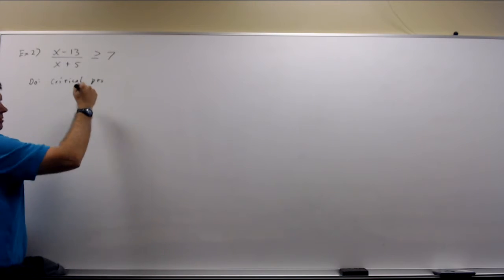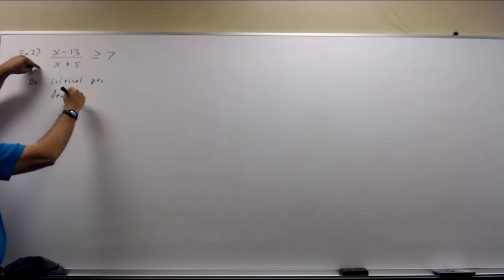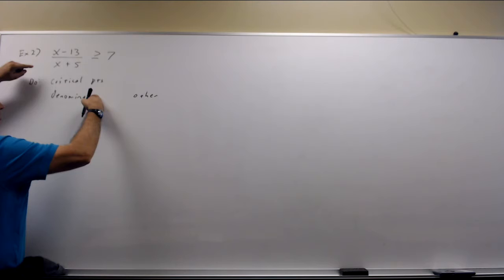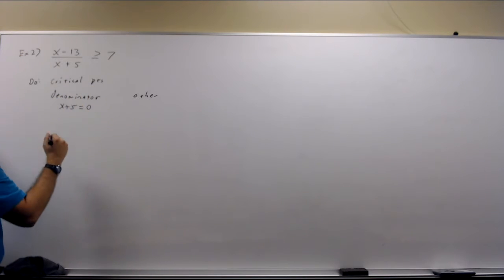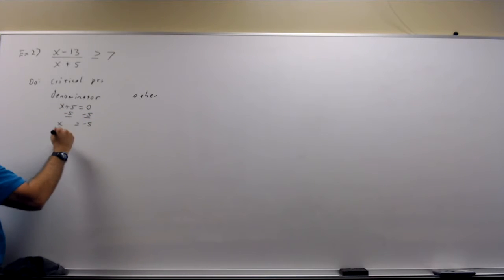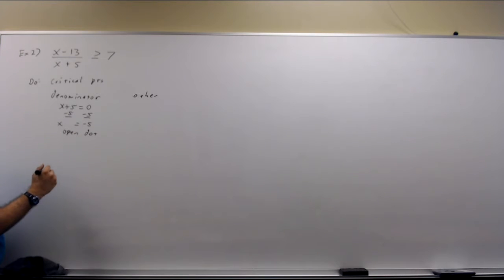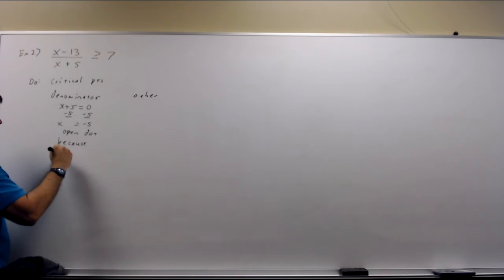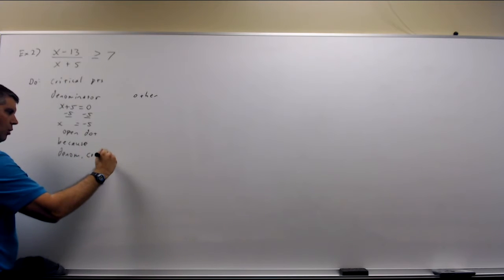Critical points. Denominator and other. So the denominator critical point will be x plus 5 equals 0. So subtract 5, x equals negative 5. This will be an open dot because it's a denominator critical point.